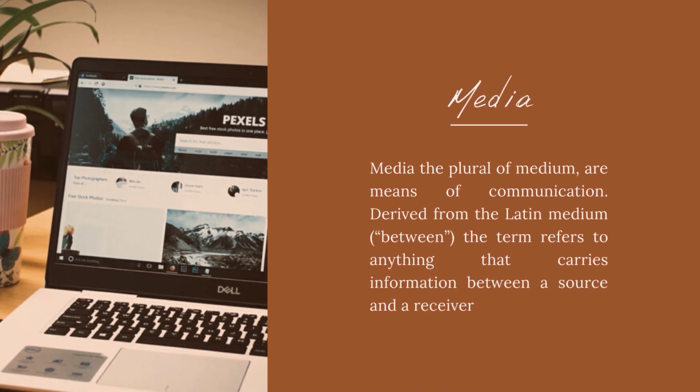So when we talk about media, what do we mean? Media is actually any sort of communication. When we talk about media, we talk about mediums, communication tools between, for example, two parties or more. The word media itself has been taken from the Latin word medium, which actually means between. So the term refers to anything that brings information between one party and another, the source and the receiver.